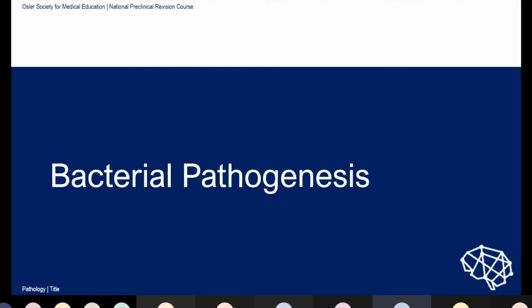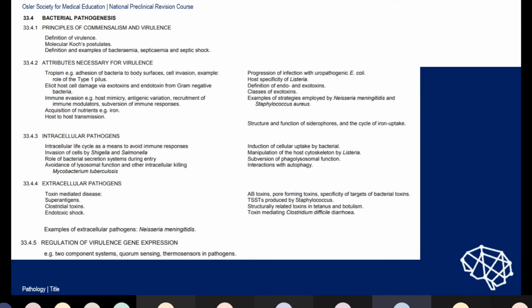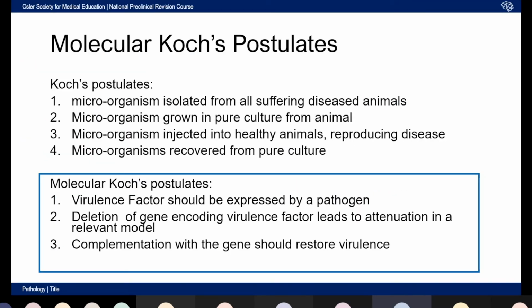So on to some of the pathogenesis of bacteria. So again, there's your syllabus. So you need to know about the Koch postulates. So the original Koch postulates were used to define a pathogen. So he used these methods to isolate Bacillus anthracis and also TB. So the requirements were that the microorganism was isolated from all diseased animals, and this microorganism could then be grown in pure culture and then injected into a healthy animal, and the disease would be reproduced, and then the microorganism could be recovered again from pure culture, proving that it was that microorganism that was causing the disease.